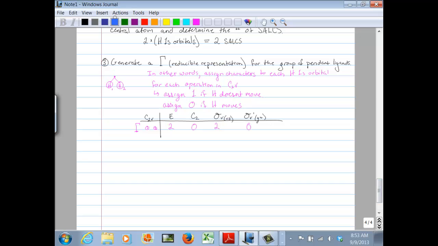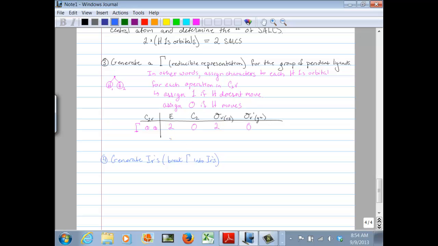Next step, I'm going to write this in a different color pen because you'll see why. The next step is to generate irreducible representations, or in other words, break that reducible representation into the IRs. There's 2 ways to do this. I like to just use the rule that, well, I can just do this by inspection.